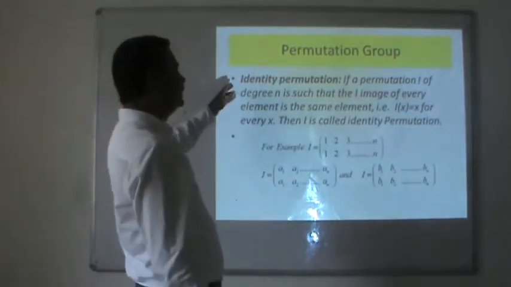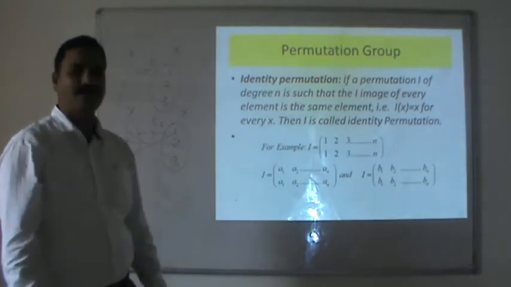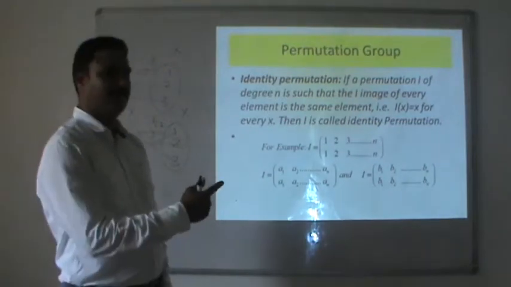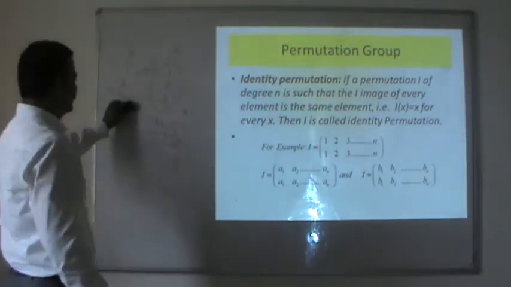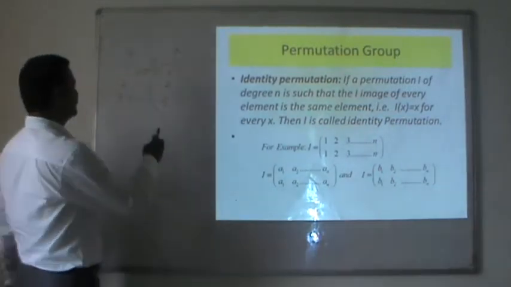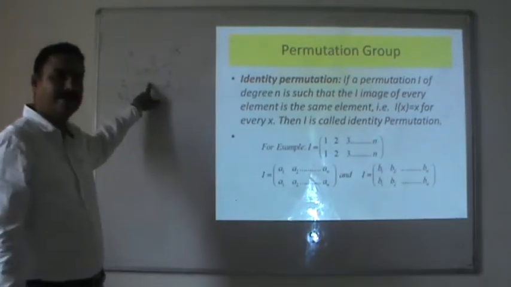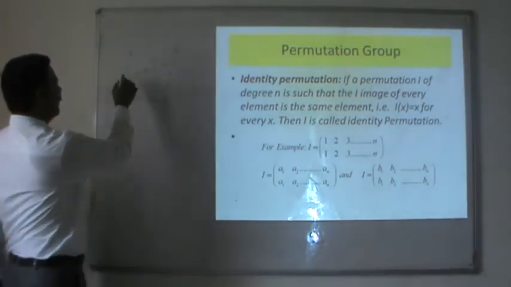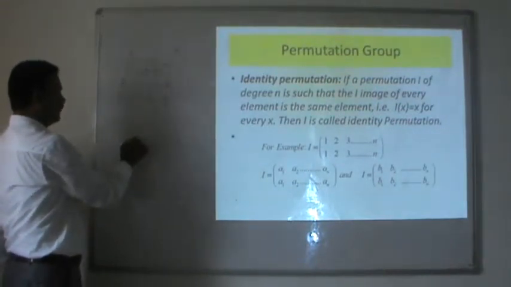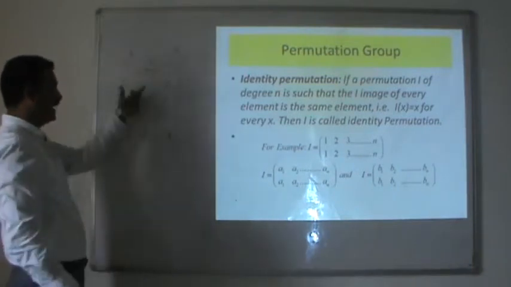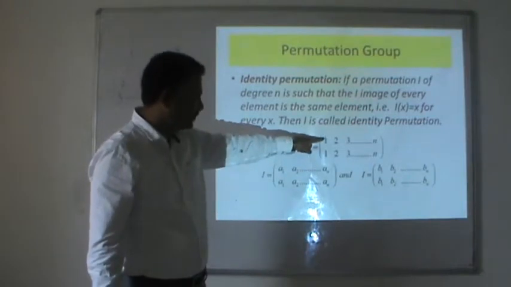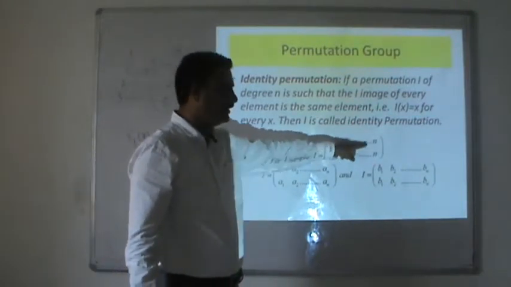Okay, now we come to the identity permutation. If a permutation I of degree n is such that the image of every element is the same element, like I of x is equal to x for every element which belongs to your set X. This is an example of an identity permutation, because 1 maps to 1, 2 maps to 2, 3 maps to 3, and here we observe that f1 of x is again x. This presents the identity permutation property: 1 maps to 1, 2 maps to 2, 3 maps to 3, and up to n maps to n.